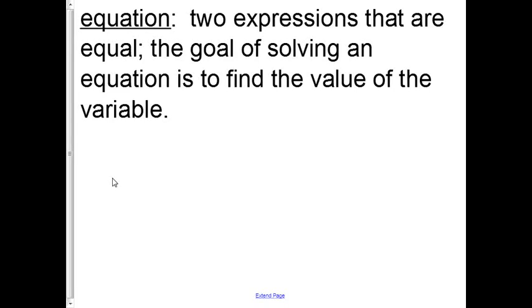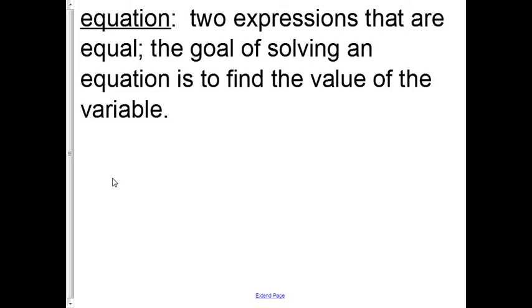Today we're going to look at equations. So we're kind of switching gears from just looking at expressions to now looking at equations. Let's first talk about what an equation is. An equation would be two expressions that are equal. And the goal of solving an equation is to find the value of the variable.